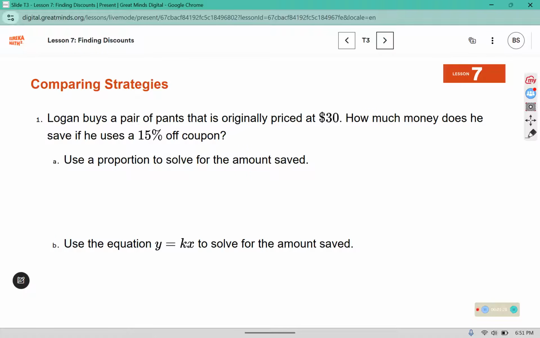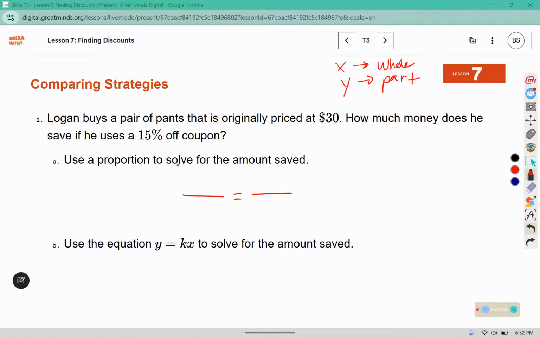Logan buys a pair of pants that is originally priced at $30. How much money does he save if he uses a 15% off coupon? Write a proportion to solve for the amount saved. Remember, we use X as the whole and Y as the part. In our proportion setup, we have the part and the whole, and the percents go over 100.